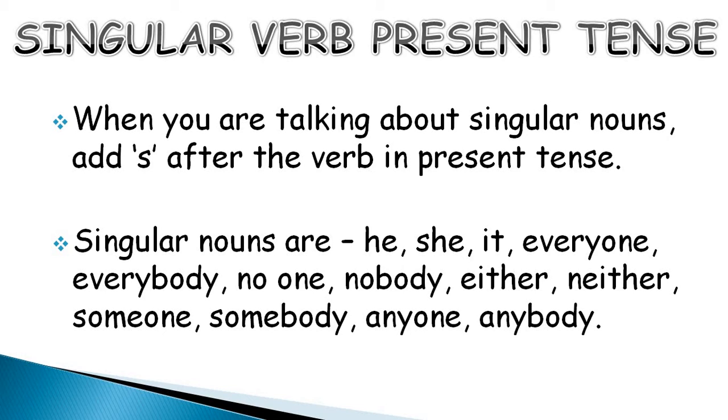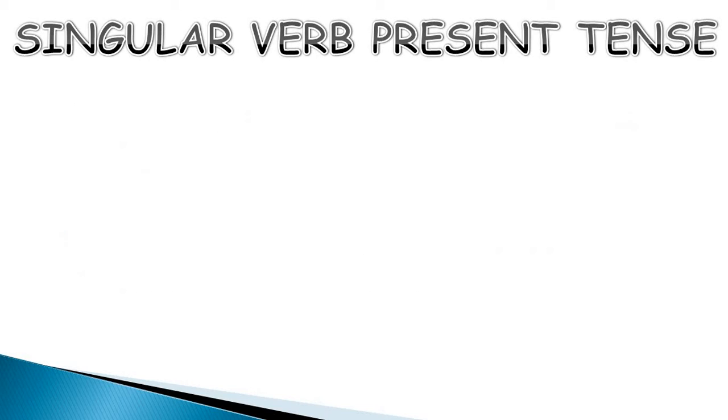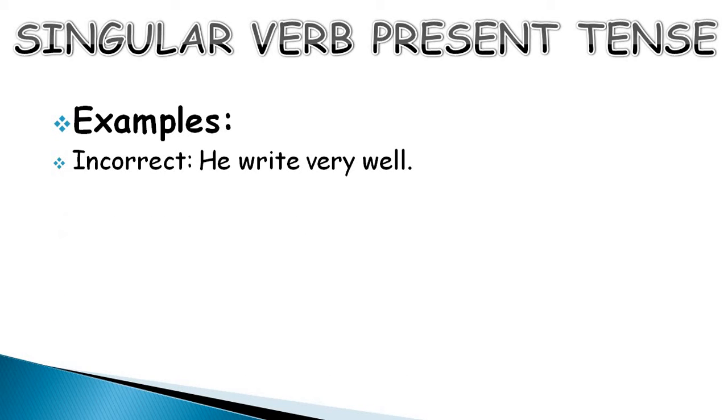If you're talking about one person in your sentence: he, she, it, everyone, everybody, no one, nobody, either, neither, someone, somebody, anyone, anybody, all these are singular nouns. So if you have any of those words in your sentence, add an s after the verb.